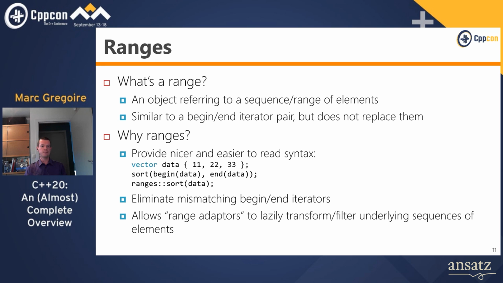Nice thing about this is that it's impossible to have mismatching begin and end iterators. For example, I could call the sort algorithm and pass it a begin iterator of one container and accidentally pass it the end iterator of another container, the compiler will not complain, but of course it will not do what you expect at runtime. With ranges and the algorithms that support the ranges, you cannot make these mistakes. And additionally, there is the concept of range adapters that can lazily transform or filter your data before it is passed to any algorithm. And we will see an example of that later.